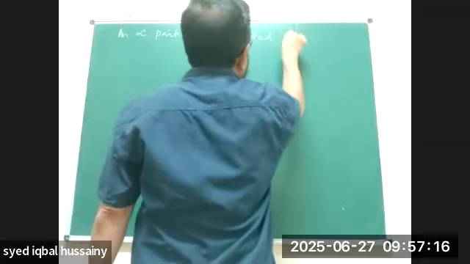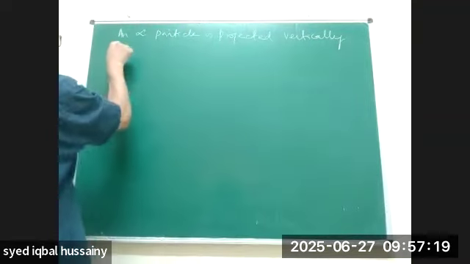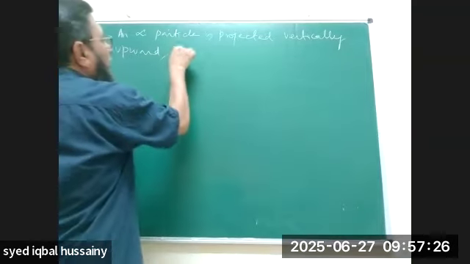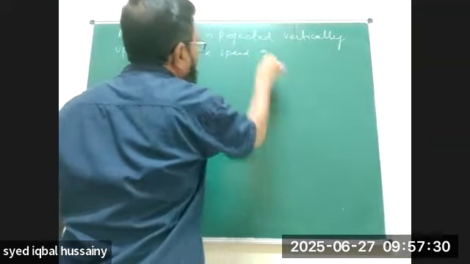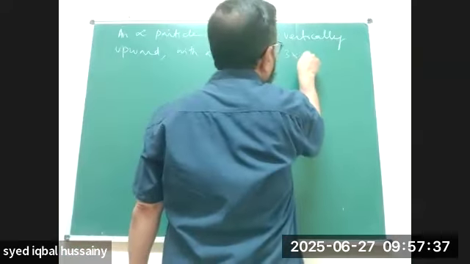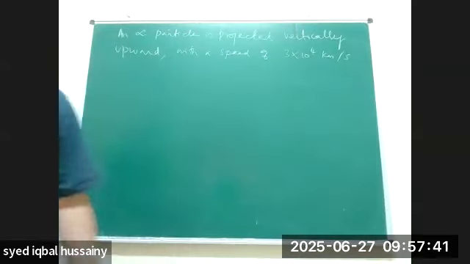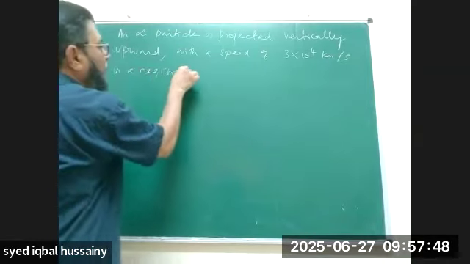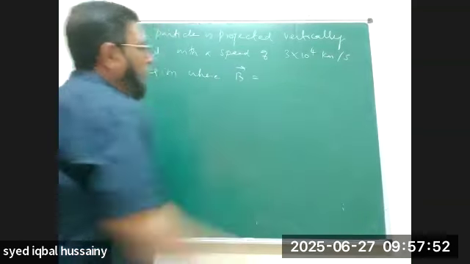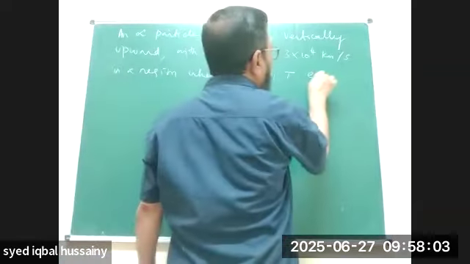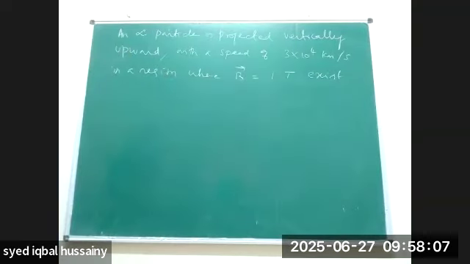An alpha particle is projected vertically upward with a speed of 3 into 10 to the power 4 kilometers per second, in a region where a magnetic field of 1 Tesla exists. So find the magnetic force.